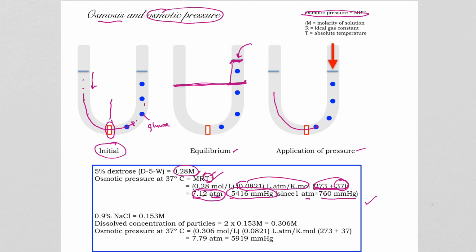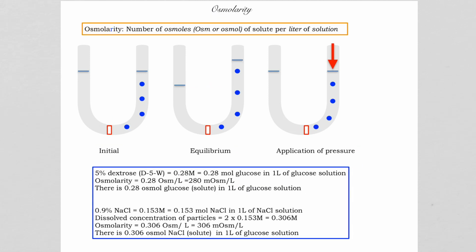That's the osmotic pressure demonstrated by 5% dextrose. Same thing with 0.9% sodium chloride. What's the osmotic pressure? Again, you can use the same strategy and calculate it. As I mentioned, osmotic pressure is not something we do clinically, so it's not important to do these calculations as a healthcare professional.